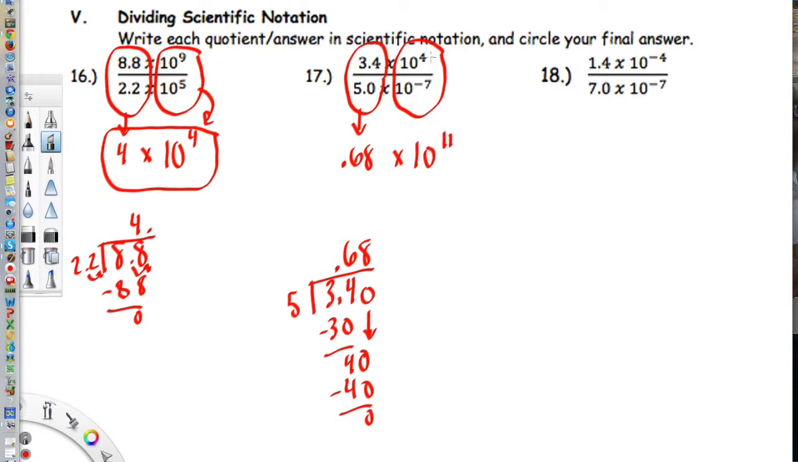Now somebody's saying, how did I get that? Well, when I divide exponents, I subtract powers. So it would be 4 minus a negative 7. And subtracting a negative, the only way I can subtract a negative is really by adding. So it would be 4 plus 7. And that's where I get the 11.